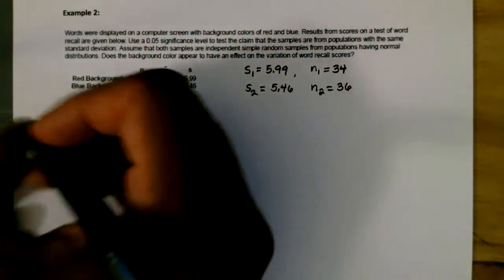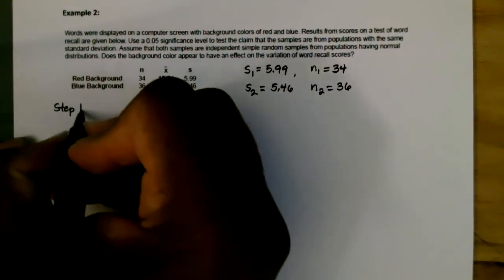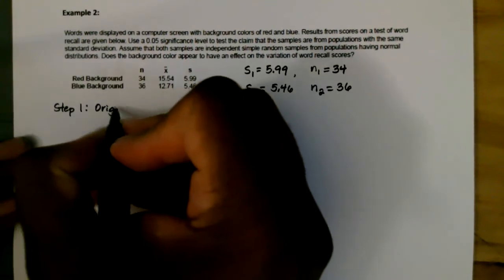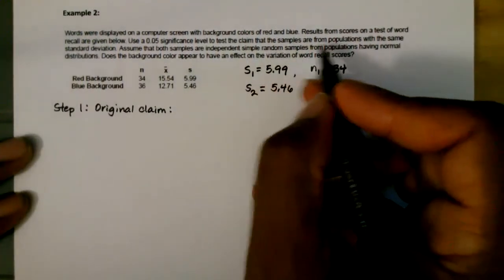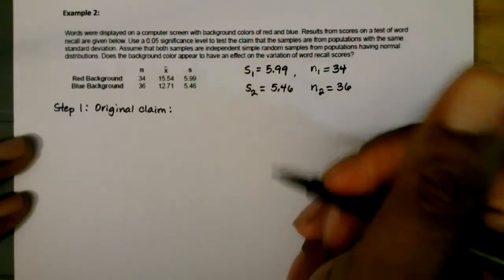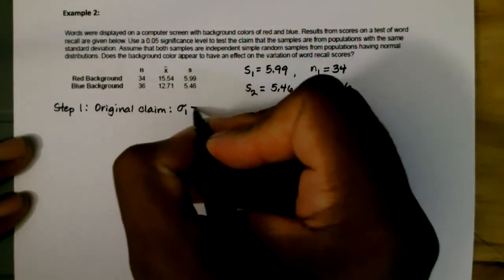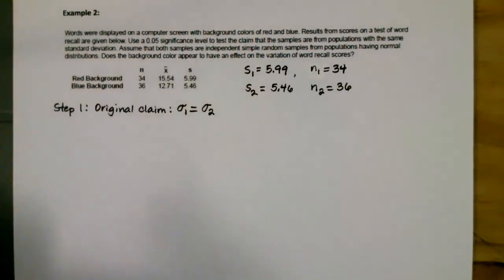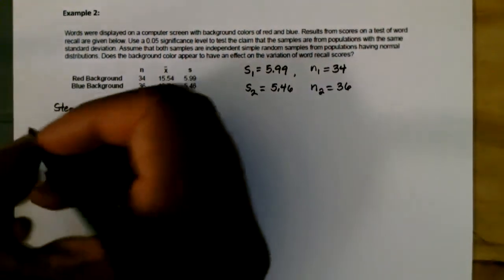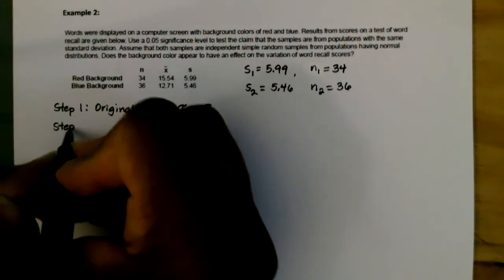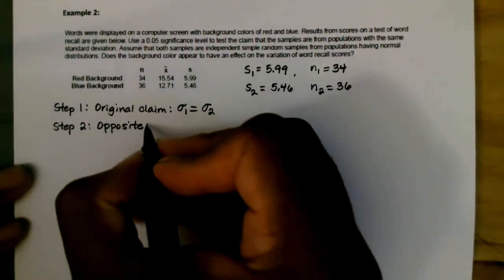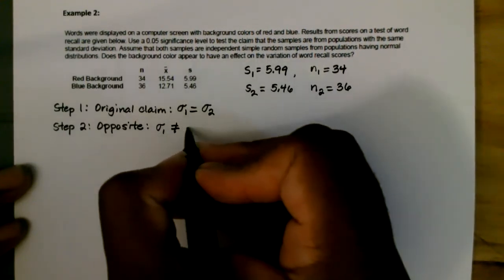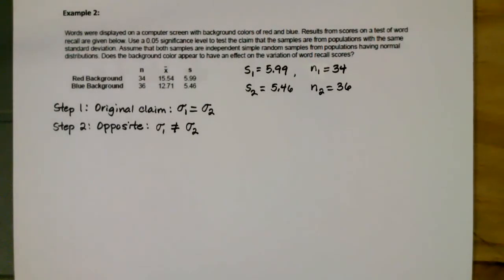All right, so now step number 1 is the original claim in symbolic form. We're testing the claim that the samples are from populations with the same standard deviation. That means sigma 1 will have to be equal to sigma 2, because, of course, same standard deviation means they have to be equal. And then step number 2 is the opposite of the original claim. The opposite of equal to will have to be not equal to. So sigma 1 will not be equal to sigma 2.